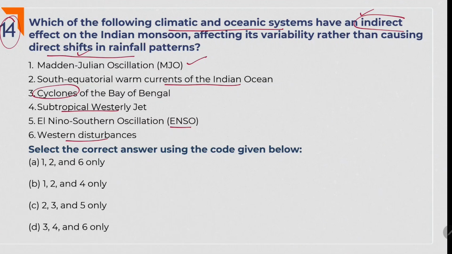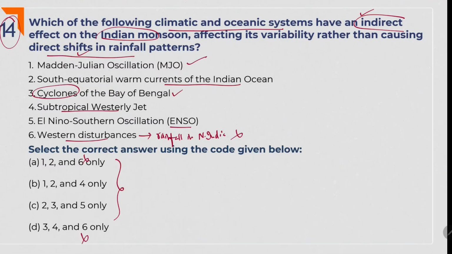Generally in such questions, we tend to go for 1, 2, 3, 4, 5, 6, all options. But if you see the options, there is no option like that. So we have to eliminate some options. If you see Western Disturbances specifically, actually these Western Disturbances causes rainfall in Northern India. Only in Northern India they have an impact, not overall effect on Indian monsoon. So we can eliminate option 6. So 6 gone. We are left with B and C.